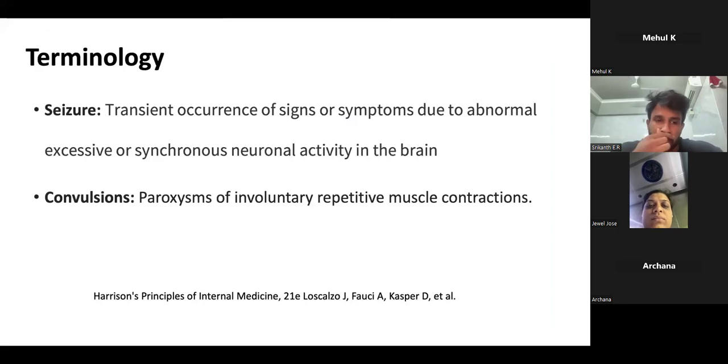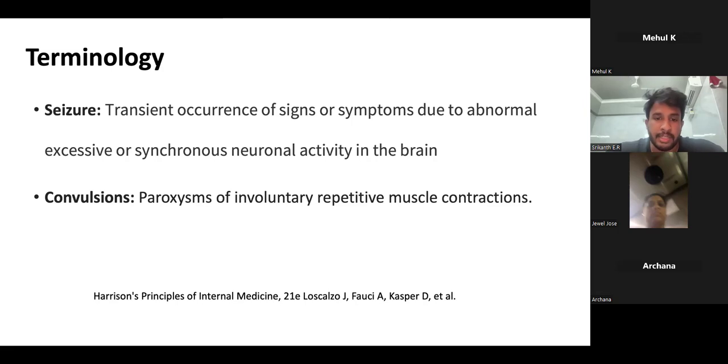So terminology-wise, seizure is actually a transient occurrence of signs and symptoms due to abnormal, excessive or synchronous neurological activity of the brain. So basically, it's an abnormal synchronous neurological activity of the brain that you term as seizures. This might have motor symptoms, might not have motor symptoms. It might just present with a behavioral abnormality.